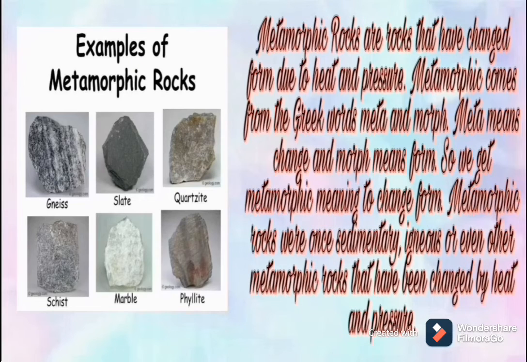Metamorphic rocks are rocks that have changed form due to heat and pressure. Metamorphic comes from the Greek words meta and morph. Meta means change and morph means form. So we get metamorphic, meaning to change form. Metamorphic rocks were once sedimentary, igneous, or even other metamorphic rocks that have been changed by heat and pressure.